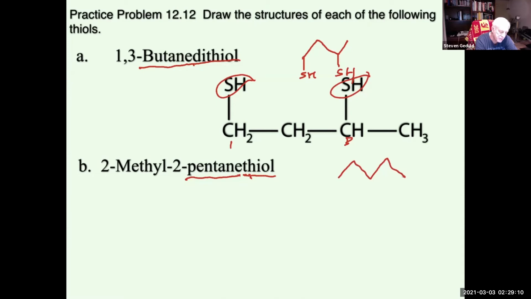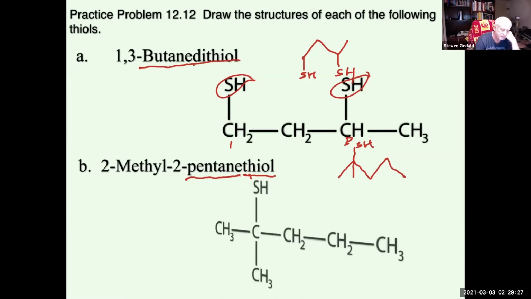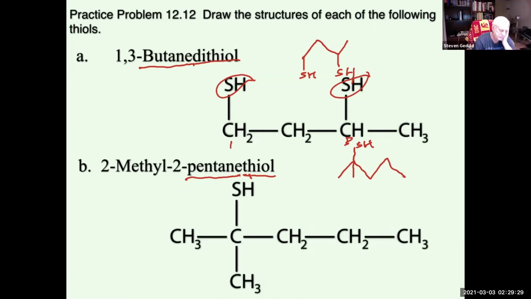There's a thiol group at number 2. So let's pick this as number 2. And there's our thiol group. And at number 2, I have a methyl group, so I draw a line right here also. So there's my methyl group, there's my SH group. So 2-methyl-2-pentane thiol. You want to see it written out? Number 1, number 2, there's your SH group, your thiol, and there's your methyl group. And that's all there is to naming and drawing thiols.